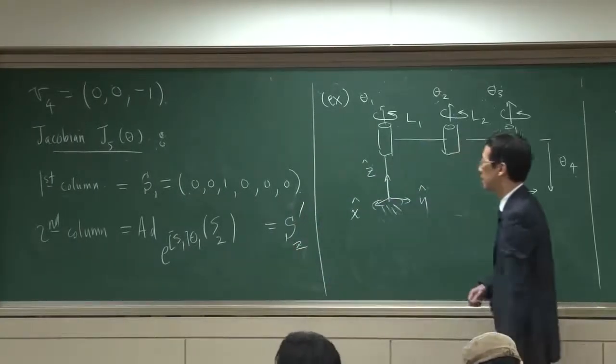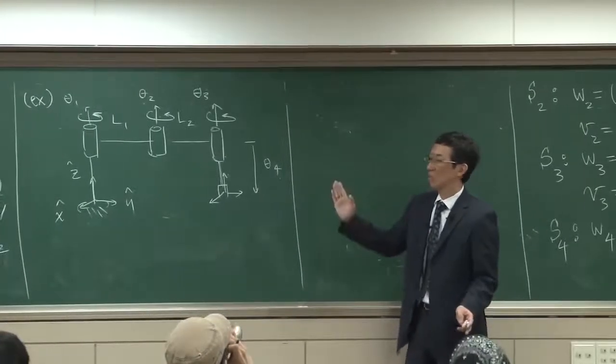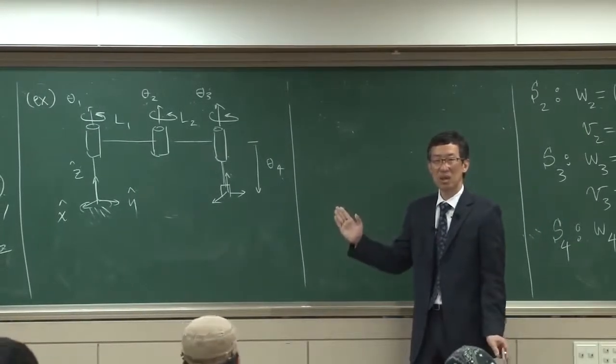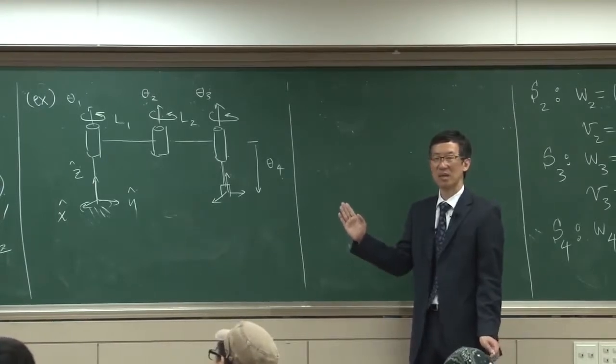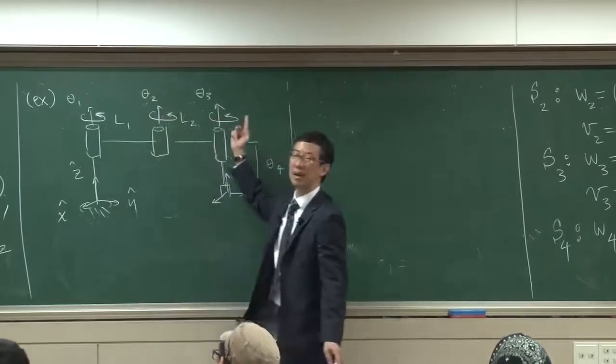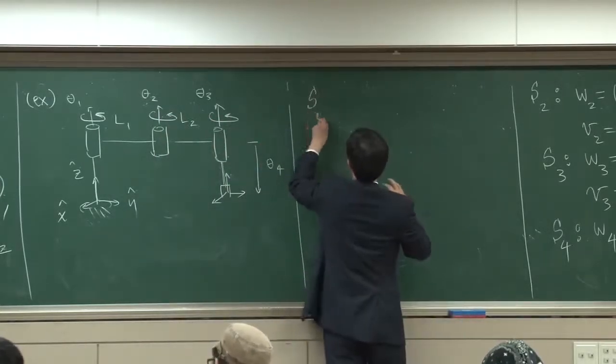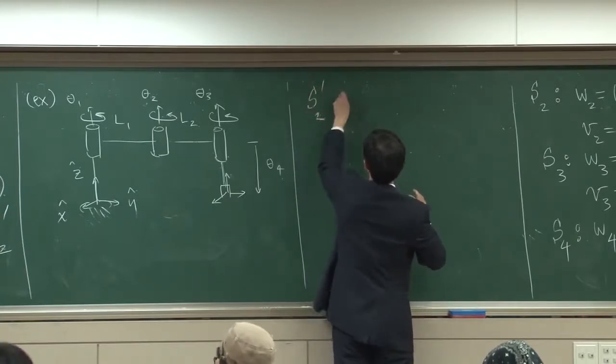Okay, S2 prime. Okay, interpretation. It's the screw for joint axis 2. Screw for joint axis 2. But now these thetas can be arbitrary. So screw for joint axis 2 with theta arbitrary.